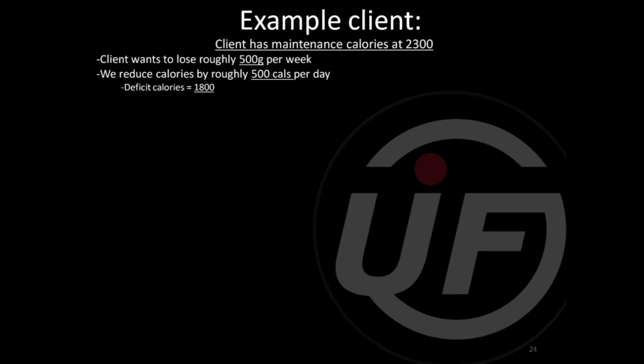All right, so an example. And again, you can come and view this slide whenever you want to figure out what I'm saying, because I'm going to try and go quick so you all don't switch off. So let's say for easy maths, the client has a maintenance of 2,300 calories per day. They're wanting to lose about 500 grams per week. I said 300 at first, but it's 500. So we reduce their calories by roughly 500. I said 550, like 10%, but to keep the maths easy, so we'll just keep it nice and simple. 500 calories per day, we pull them down to 1,800. Does that make sense to everyone so far?